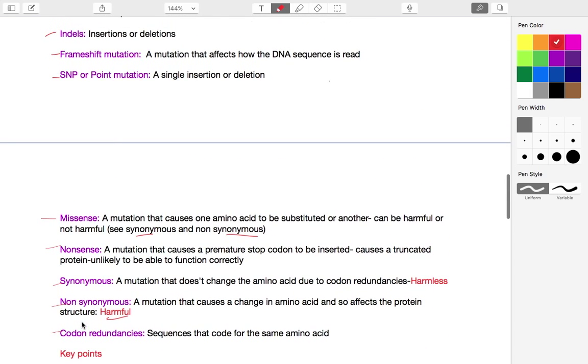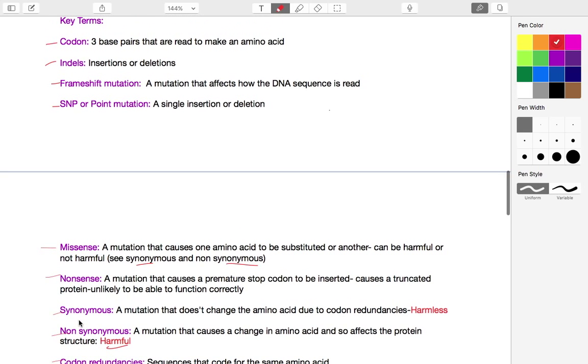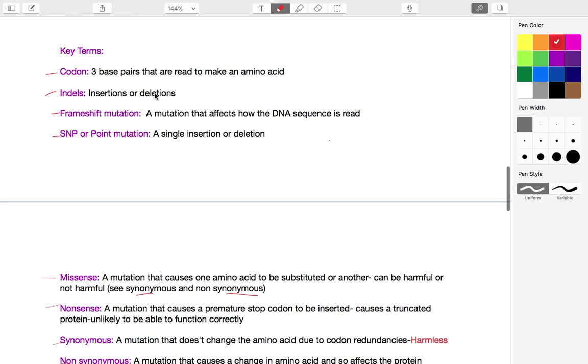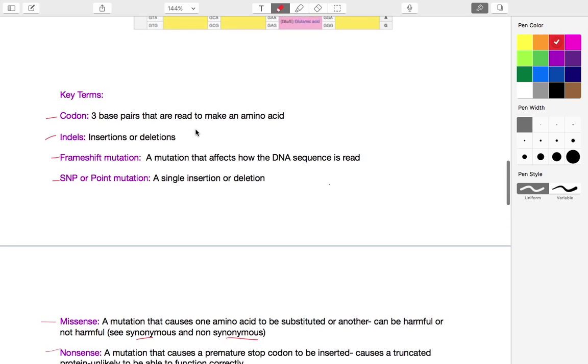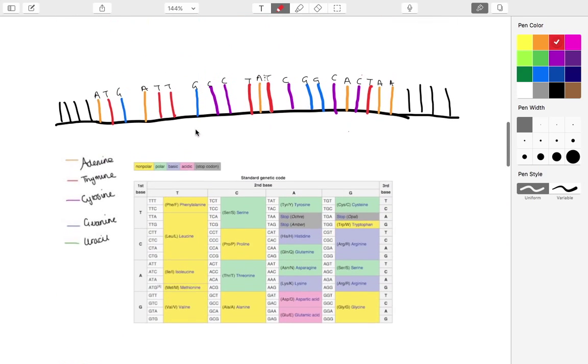Now these are all key terms that you're probably going to need to know at some point, and a lot of them overlap. The ones that we're going to be looking at: a codon is something we've covered before, 3 base pairs that are read to make an amino acid. Indels are insertions or deletions. This is when we insert or delete a base pair. So we will do that one as an example.